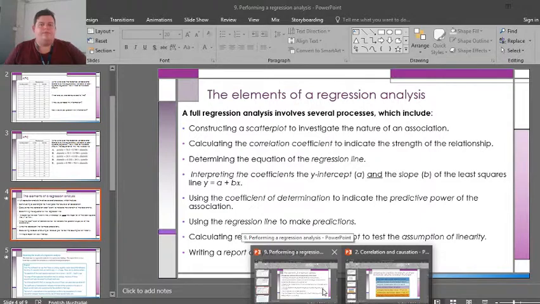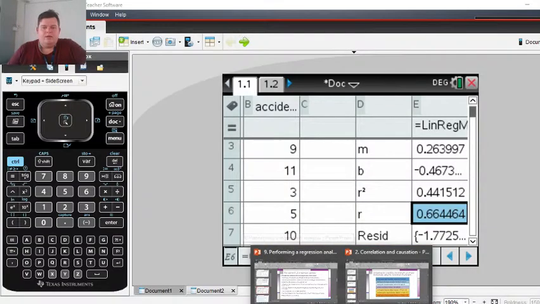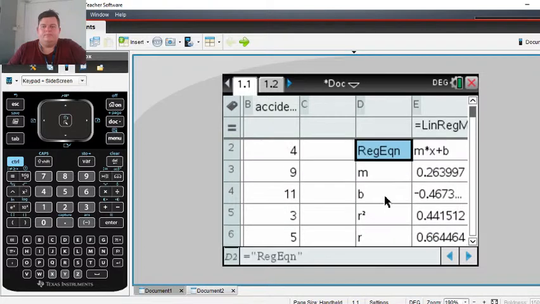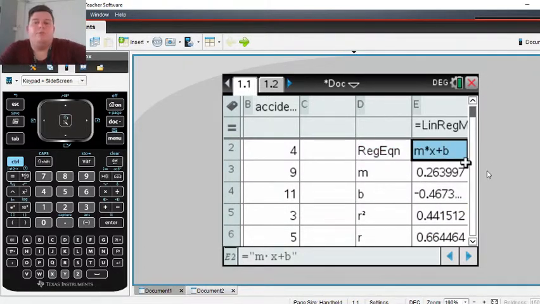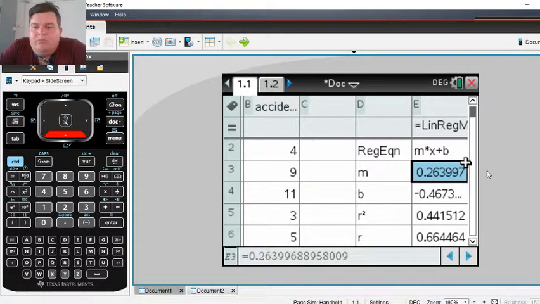Next, we have to determine the equation of the regression line. We already have that information in our CAS here. So for our line, it would be y equals mx plus b, where the m is 0.26 and the b is negative 0.47, right? So to put that in a regression line, you would say, in place of y, the number of accidents is equal to 0.26 times the temperature minus 0.47. Okay, so that would be our regression line.